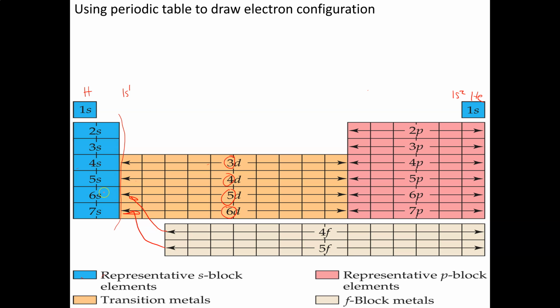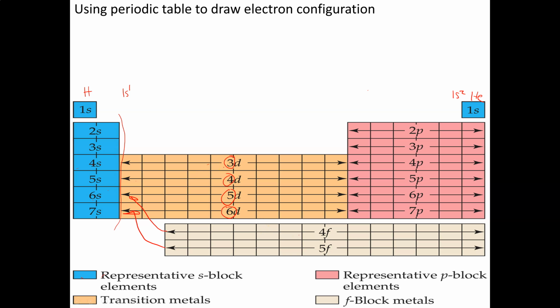The F is also weird, because look, it goes 6S, then it goes to 4F. So your F is 2 less than your period number. D is 1 less. F is 2 less. So we go 6S, and then we go to 4F, and then we go to 5D.